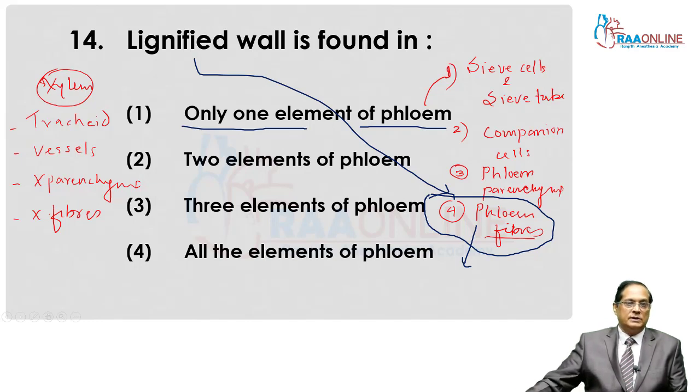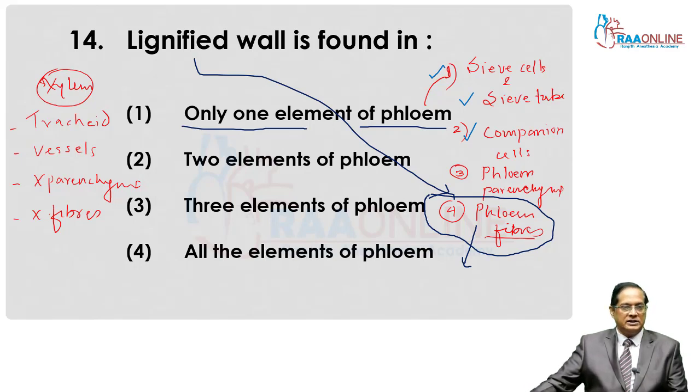So one more possible question is there. That is, in phloem, 3 elements are living. That is 3 elements out of 4 are living in phloem.